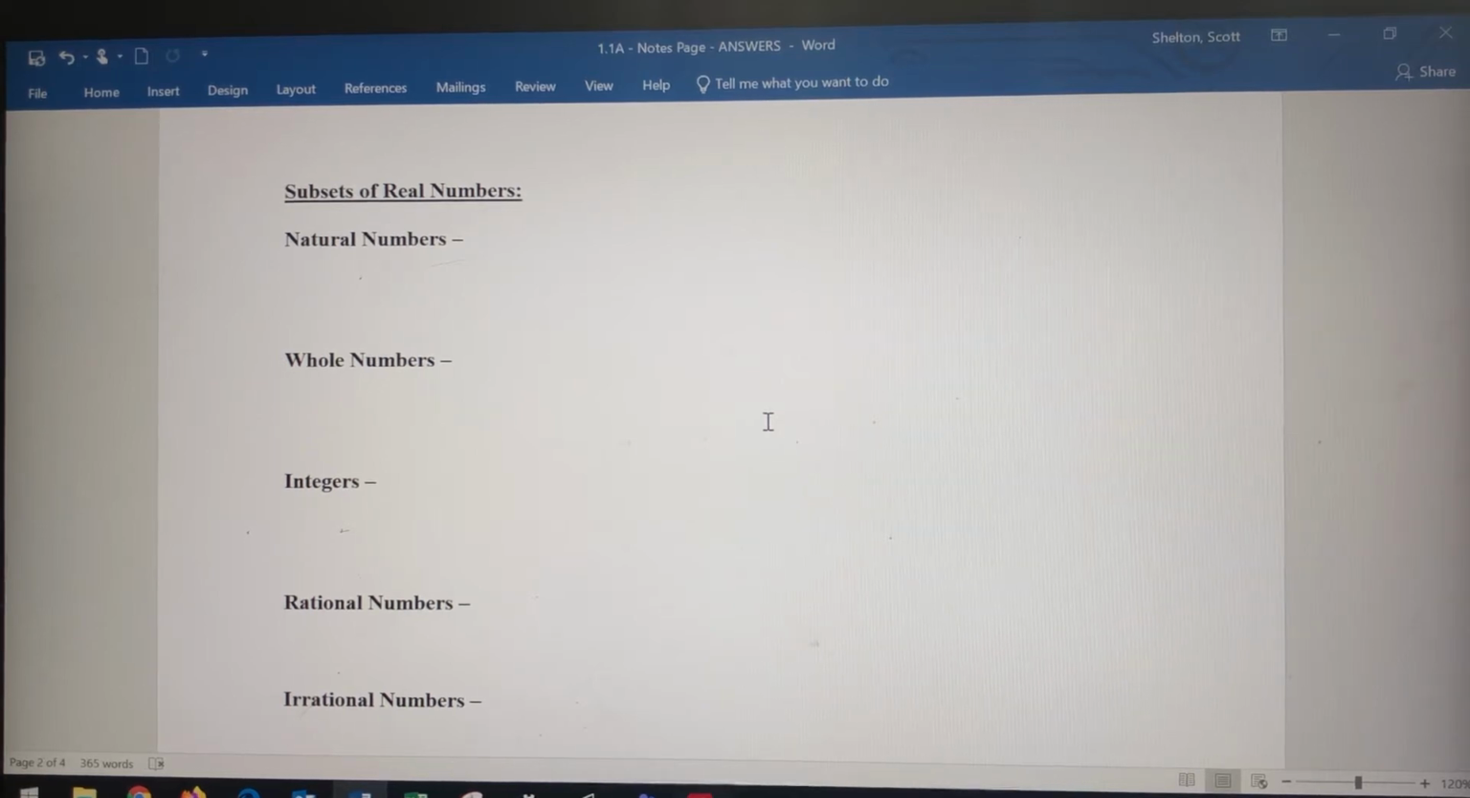All right, so in this video, we're continuing on the 1.1a notes page. We're going to go over the subsets of real numbers, and we'll briefly talk about the order of operations here, okay? So the first subset of real numbers we're going to talk about is the natural numbers, okay?